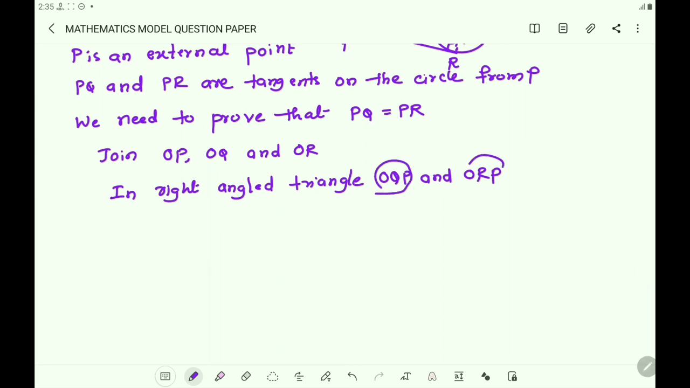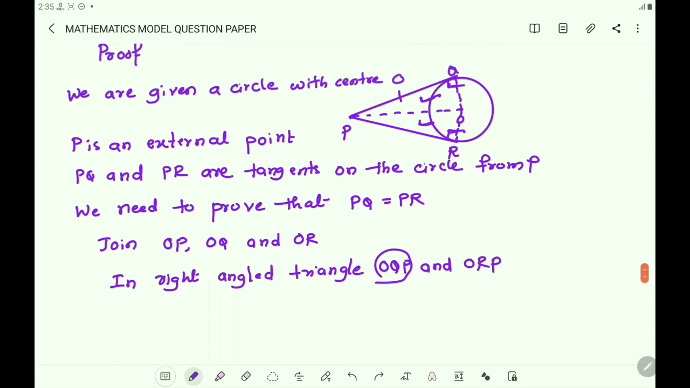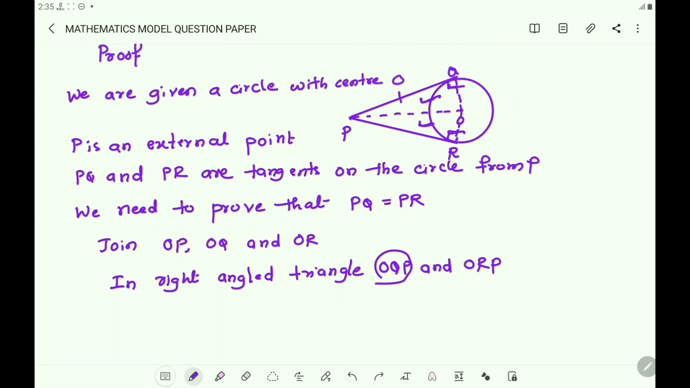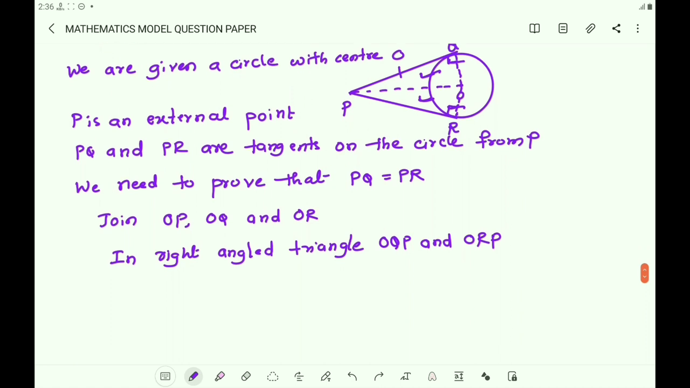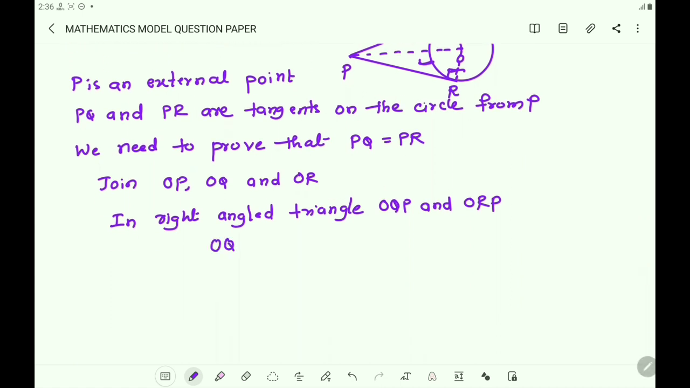So in triangle OQP and in triangle ORP, you know that OQ equals OR. This OQ and OR are the radii of the same circle. So you write OQ equals OR. What is the reason you are going to give? Radii of the same circle.